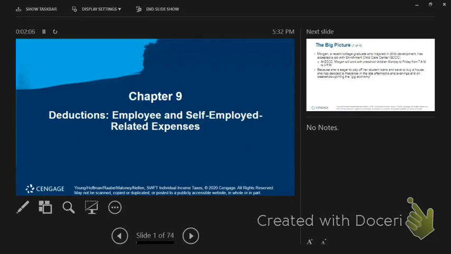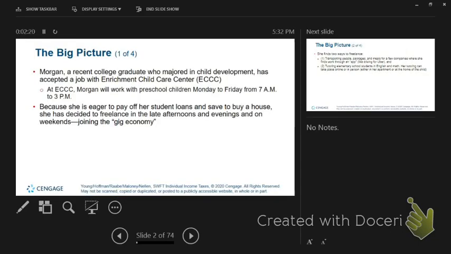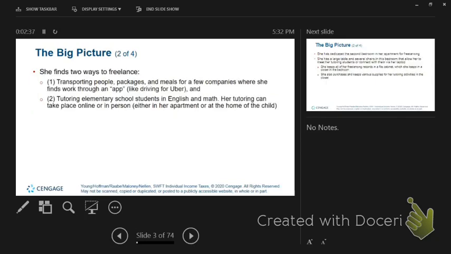So, all right, let's talk about this. A lot of things you guys are going to see and hear today, you're going to hear the word until, the Tax Act of 2017, because a lot of the things in deductions of self-employed, it is on hold until 2025. Okay, so Morgan is a recent college graduate and she majored in child development. She has 2 different jobs, all right? She works at a preschool Monday through Friday, but just 7 to 3. And then because she's trying to pay off her loans and buy a house, she freelances in the late afternoons and evenings. One of her 2 different things is kind of like an Uber driver, but it's not called that. And then she also tutors elementary students in English and math. She can either do that online or face-to-face. So those are her 2 different side jobs in addition to her early education job.